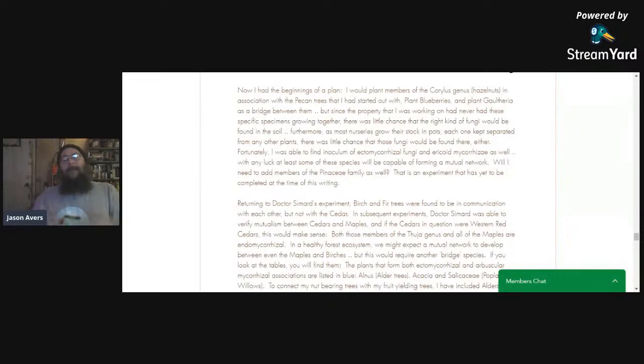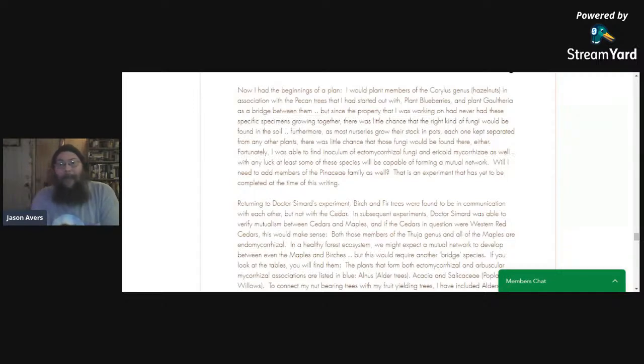Will the wintergreen form a mutual network with the blueberries and, say, the pecans and the hazelnuts, which are also ectomycorrhizal, but do they form associations with this specific type of fungi that interassociate between the blueberries and the wintergreens? I don't know. I have no idea. So this is going to be an experiment that we haven't completed yet.